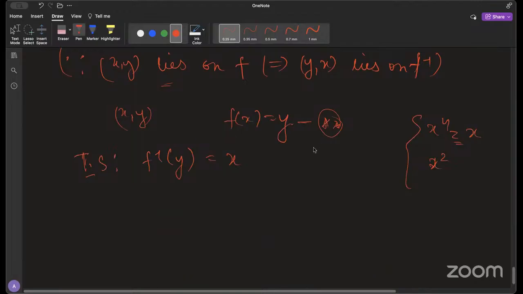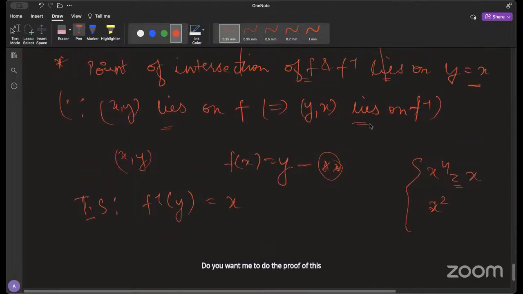Do you want me to do the proof of this, or can we just skip it? Understood. Okay, so we need to show this. We'll just substitute the value of y from here, which is f.